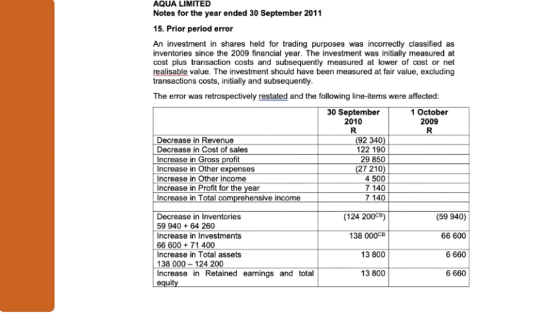So they explain it a bit further. They say the investment was measured at cost plus transaction cost initially, subsequently at lower of cost and NRV, because those are the inventories rules. What should have been done? Well, the investment should have been accounted for as an investment in terms of IFRS 9. It should have been recognized at fair value. It should always exclude the transaction cost initially and on year end.